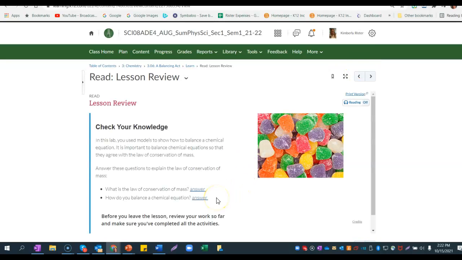So in this lab, you used models to show how to balance chemical equations. And it's important to balance those chemical equations so that they agree with the law of conservation of mass. So answer these questions to explain the law of conservation of mass. What is the law of conservation of mass?